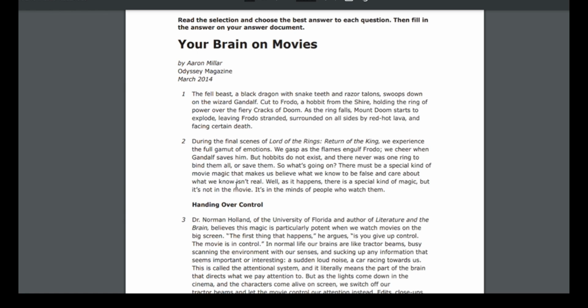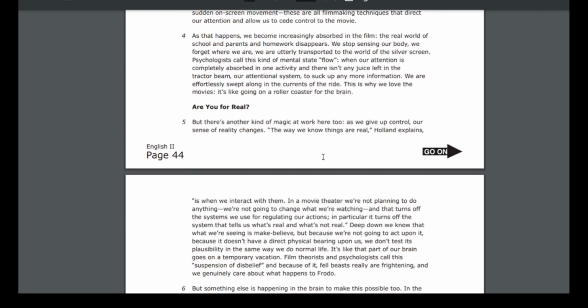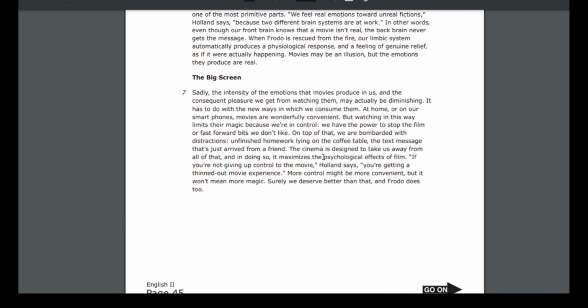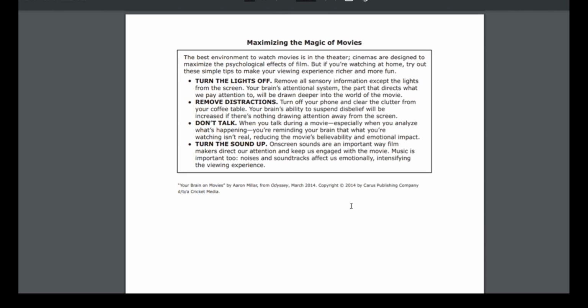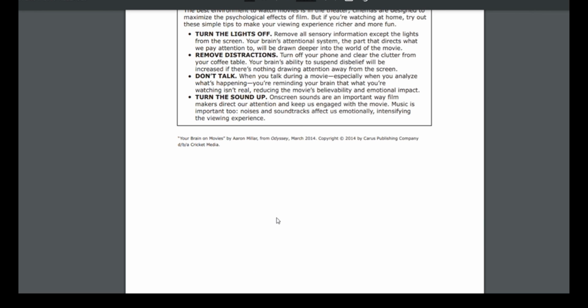Now, as we move on to the next story, what we see is Your Brain on Movies. And so what we're going to do is go ahead and look for those clues. You have some bolded areas, no pictures. However, we do have this box of information. And just the fact that this has been boxed out and is separate means a lot of questions are going to be coming from this. But we can tell, like, by maximizing the magic of movies, this is what we need to do. And it looks like we have support for that.